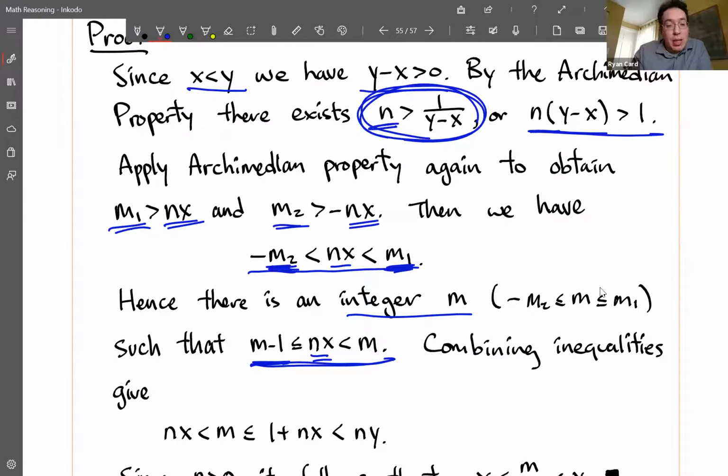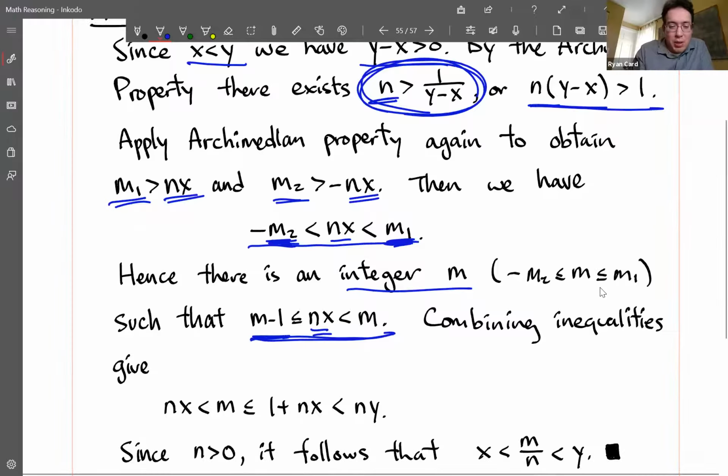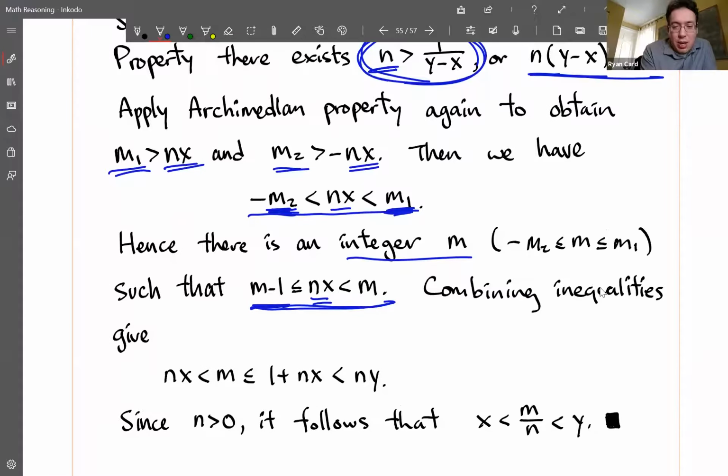And then from here, we're going to do some tricky combination of inequalities. So we have nx here, which is less than m. So that's what I wrote here. And m, if you look at this expression right here, and bring the minus 1 over to the right-hand side, we have m is less than or equal to 1 plus nx. So that's what I have here.